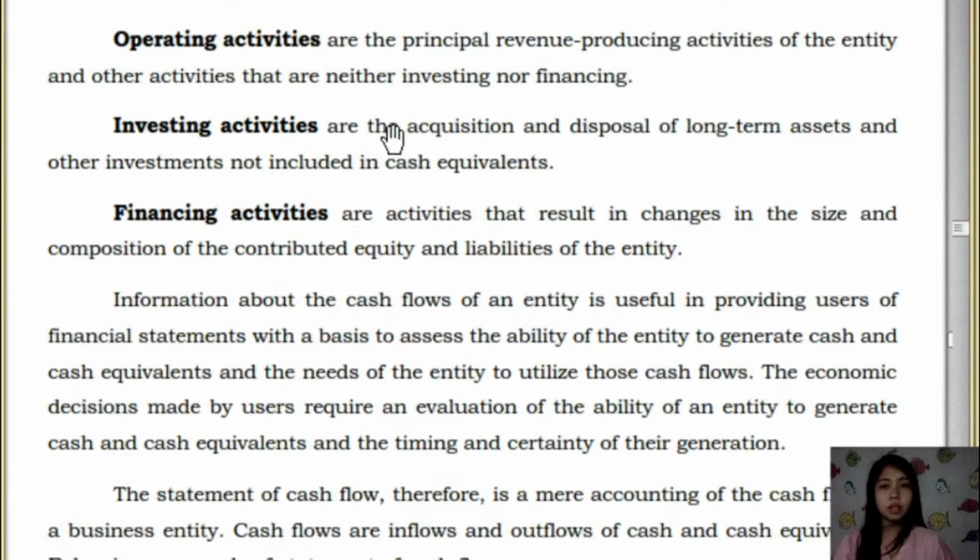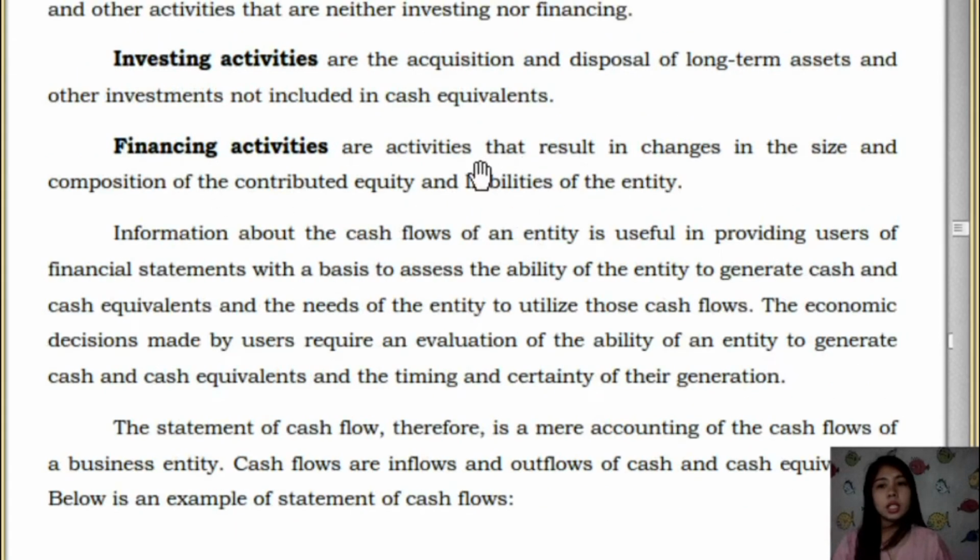Next would be the investing activities, acquisition and disposal of long-term assets and other investment not included in cash equivalents. Investing by excess na cash. So, where do you put that? Excess or surplus cash or other long-term assets. So, saan natin siya i-invest?